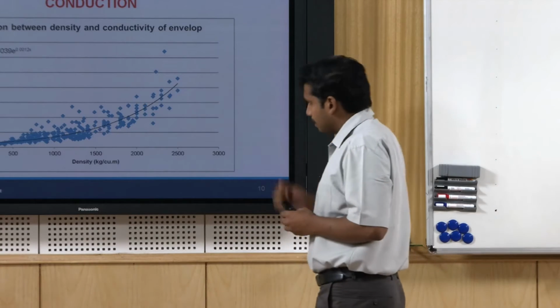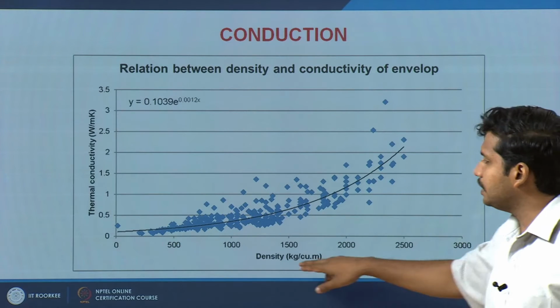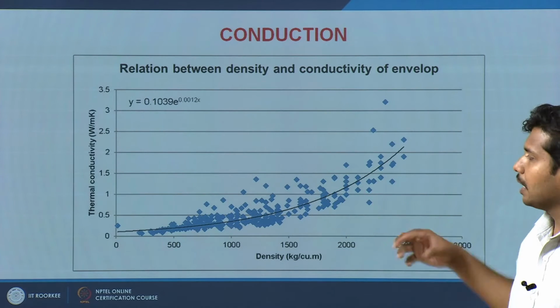Actually, in this plot, I have plotted the density of different materials on the x axis. These are common construction materials.